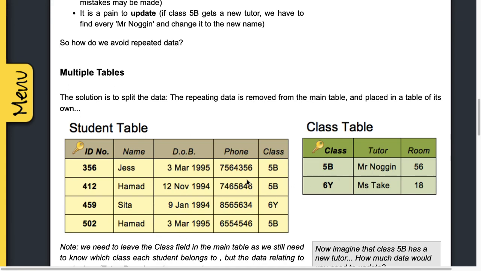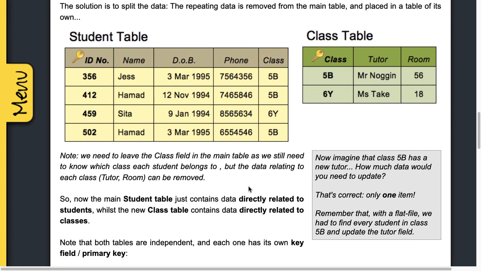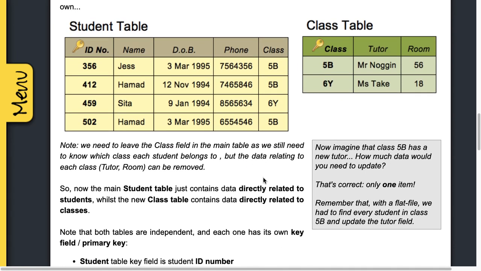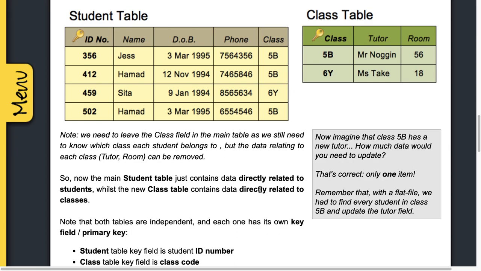That type of database wherein repeating information has been taken out from the main table to create another table and be related with links is called a relational database. So now the main student table just contains the data directly related to students.